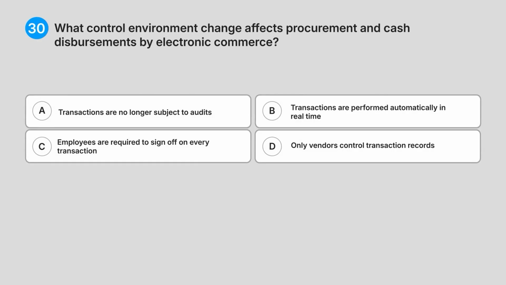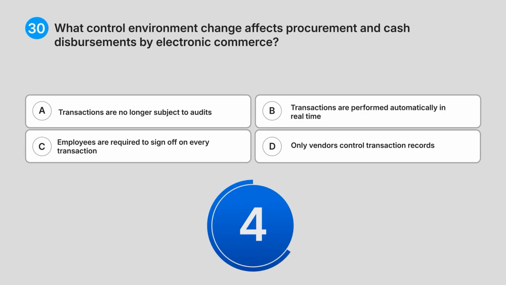30. What control environment change affects procurement and cash disbursements by electronic commerce? A. Transactions are no longer subject to audits. B. Transactions are performed automatically in real time. C. Employees are required to sign off on every transaction. D. Only vendors control transaction records. Do you know the answer?